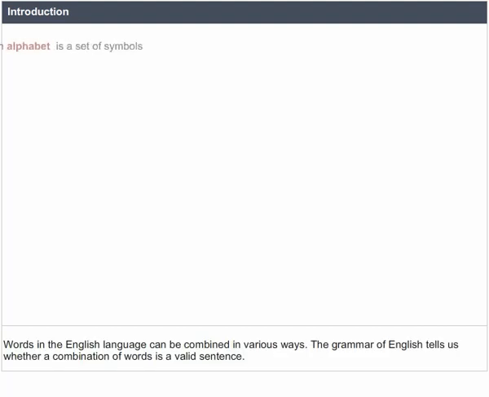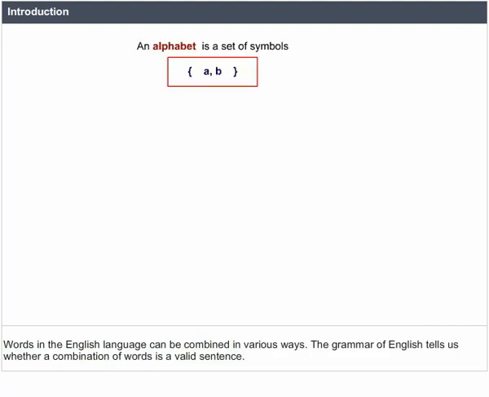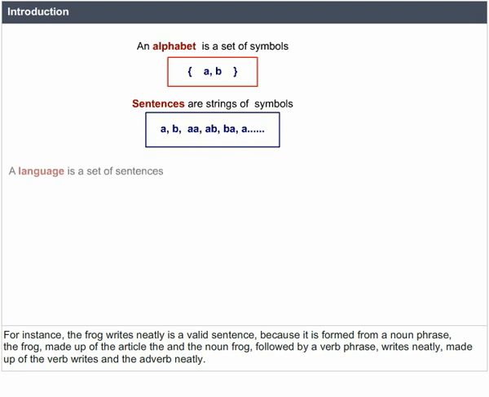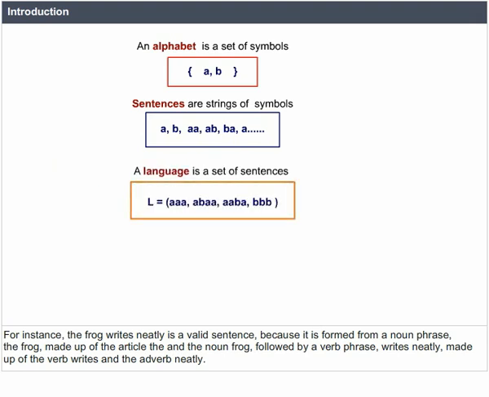Introduction. Words in the English language can be combined in various ways. The grammar of English tells us whether a combination of words is a valid sentence. For instance, "the frog writes neatly" is a valid sentence because it is formed from a noun phrase, made up of the article "the" and the noun "frog", followed by a verb phrase "writes neatly", made up of the verb "writes" and the adverb "neatly".